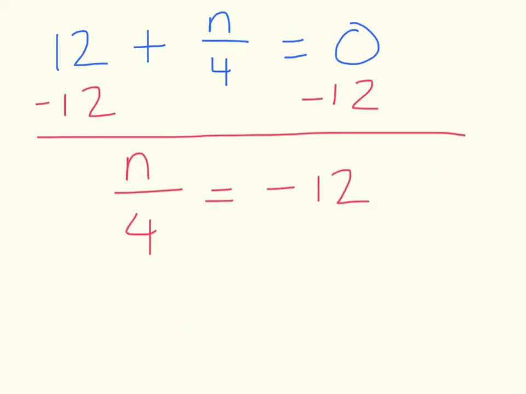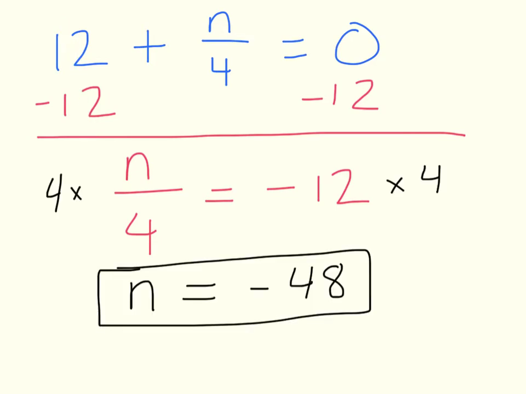Okay, here's a second example. In this example, we have 12 plus n divided by 4 equals 0. And of course, we want to solve for the variable n. Now, what's being done to n? Well, it's being divided, n by 4, and 12 is being added to it. Just like the previous problem, we'll work with addition and subtraction first. So to undo this addition of 12, we need to subtract 12 from both sides. When we do that, this cancels out, and over here we're left with n over 4 equals 0 minus 12, which is negative 12.